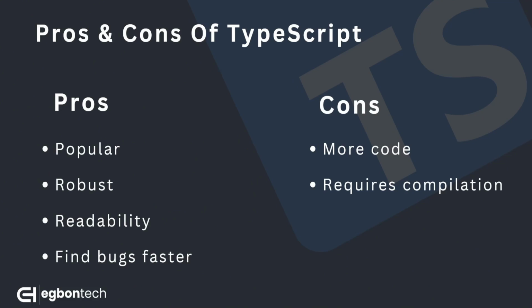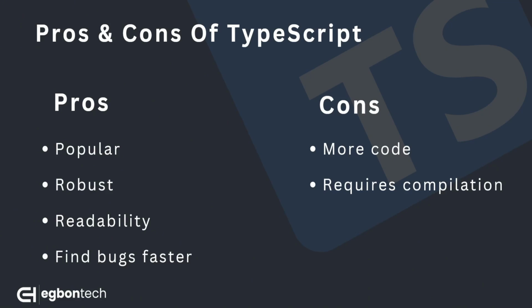Now, there are some pros and cons of learning TypeScript. First of all, TypeScript is popular in the job market. Lots of companies want to see that you know how to use TypeScript to build applications. TypeScript is robust with lots and lots of features. It's easily readable, because when your code has TypeScript, you can easily determine which variables and functions are going to take numbers or strings. It becomes easy to read your code when you are using TypeScript. And lastly, and most importantly, TypeScript allows you to spot bugs faster.